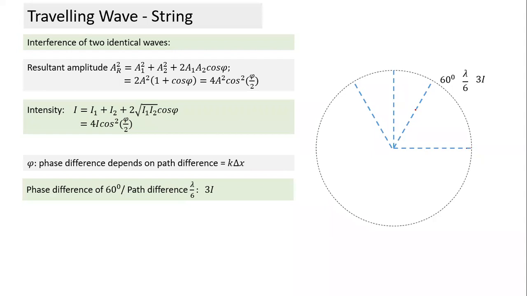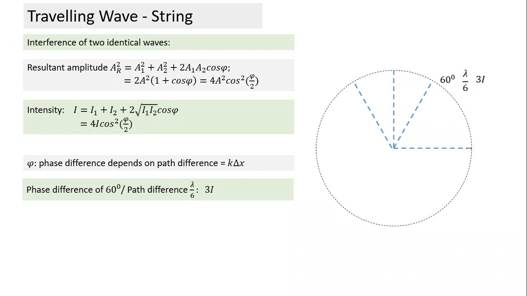So here the phasor will look like this. This is the phasor of the first one. The second phasor will make a 60 degree angle. If the phase difference is 60 degree, path difference has to be lambda by 6. In 360 degree, path difference is lambda, so 60 degree is 1/6. So path difference becomes lambda by 6, and intensity becomes 3I.